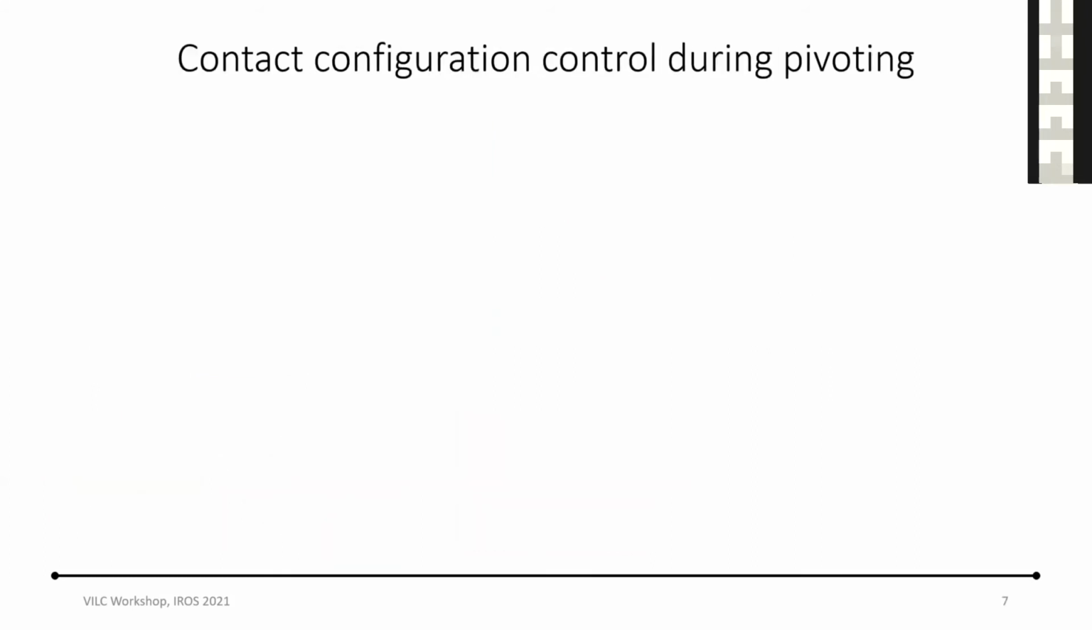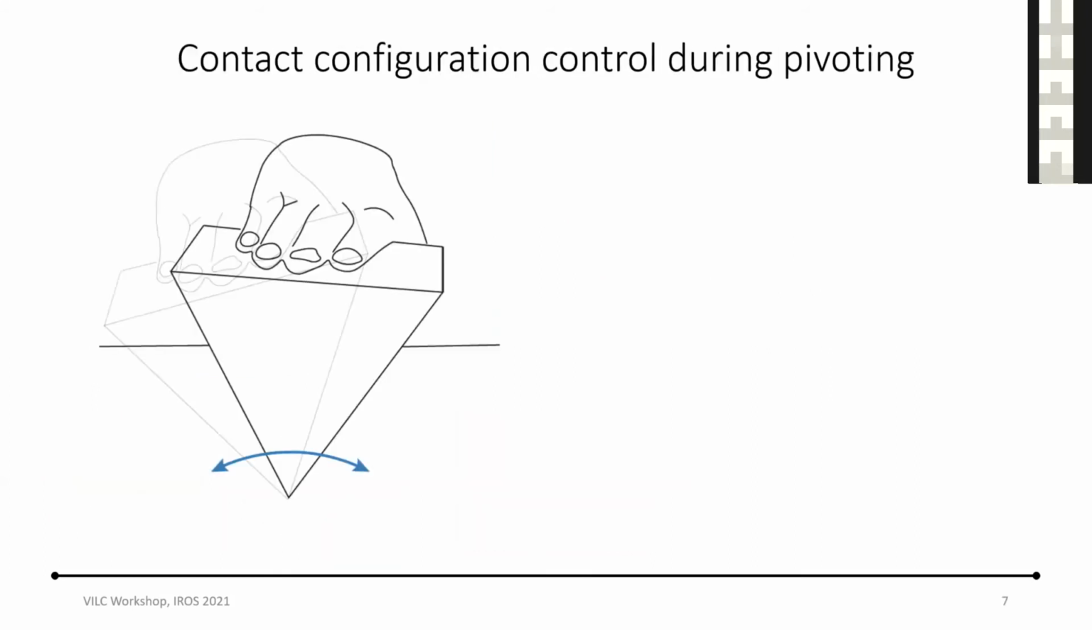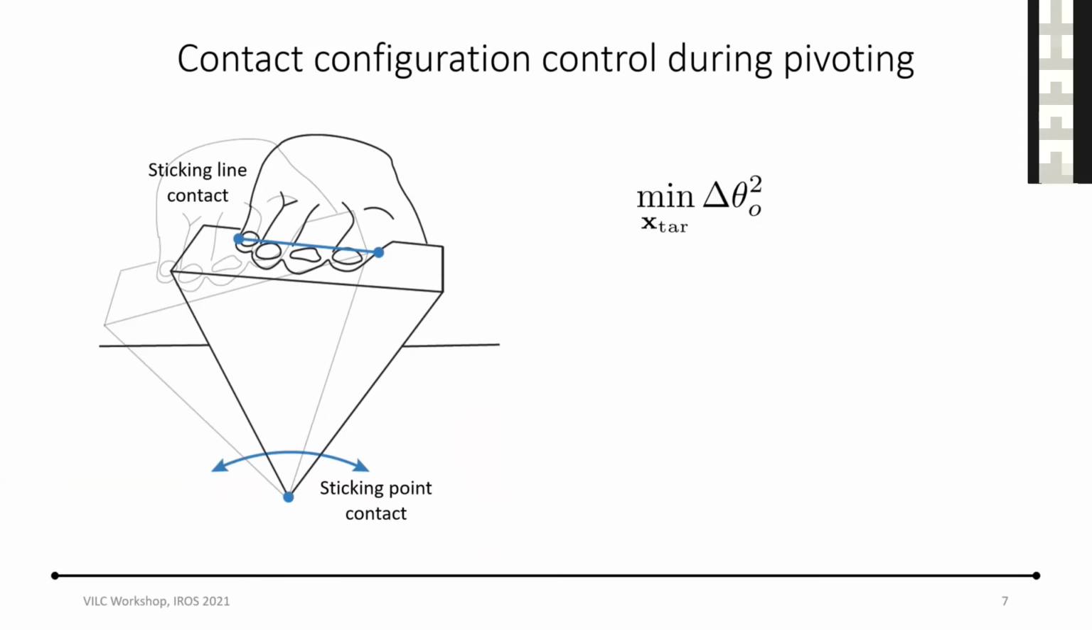And so to give you an example of what this means, if you think about this pivoting primitive with sticking point contact on the ground, sticking line contact at the hand, the only thing that you can change is the orientation of the object. And so you're trying to minimize some orientation error here by moving an impedance target. So we set impedance targets for the hand, and we set them in a way such that it minimizes orientation error, subject to both the wrenches that the hand applies to the object and the ground applies to the object being within the wrench cone. So this is just maintaining that contact configuration of sticking.